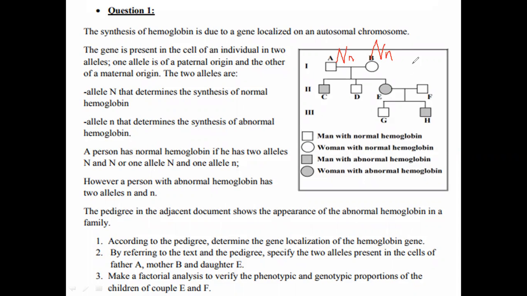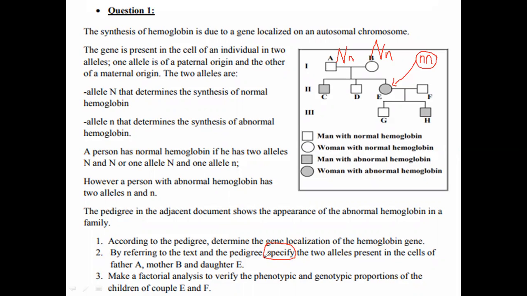And daughter E is affected. She has abnormal hemoglobin, and the allele of the abnormal hemoglobin is recessive, and it should be expressed in the homozygous state. So it should be n small, n small. So this is the genotype, n small n small. Pay attention to this please, and be careful, because this is important to justify. Because they said specify, so you have to justify.